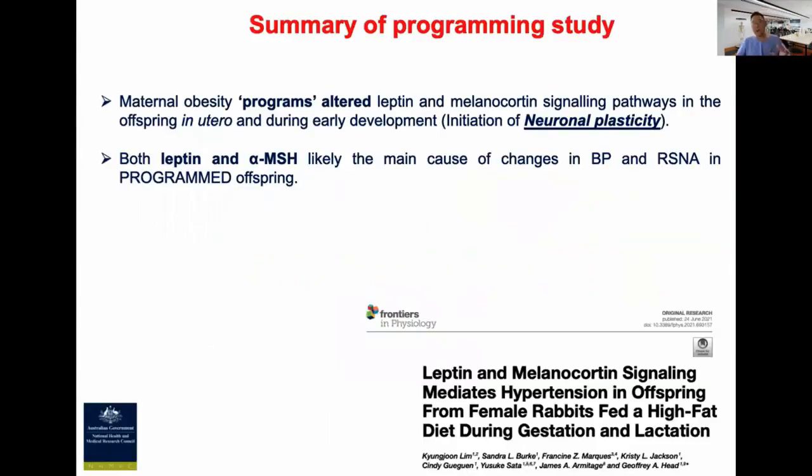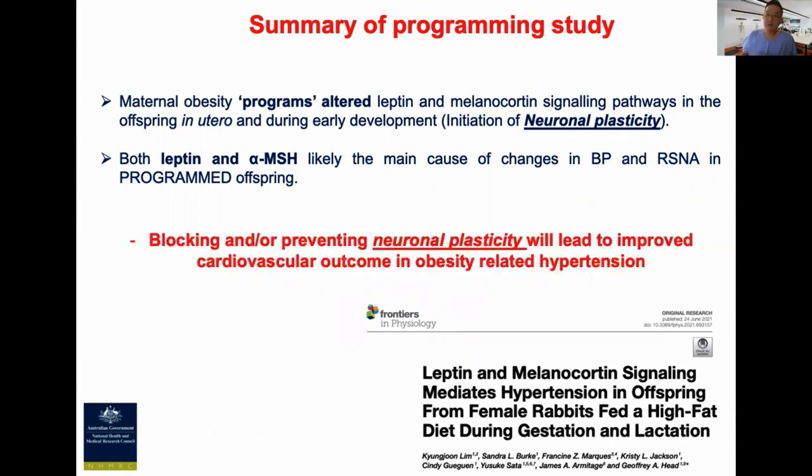So, in summary, we have shown that maternal obesity programs altered leptin and melanocortin signaling pathways in the offspring, in utero and during early development, which initiated the neuronal plasticity. Both leptin and alpha MSH are likely the main cause of changes in blood pressure and sympathetic nerve activity in the programmed offspring. Hence, blocking and preventing this neuronal plasticity will lead to improved cardiovascular outcomes in obesity-related hypertension.